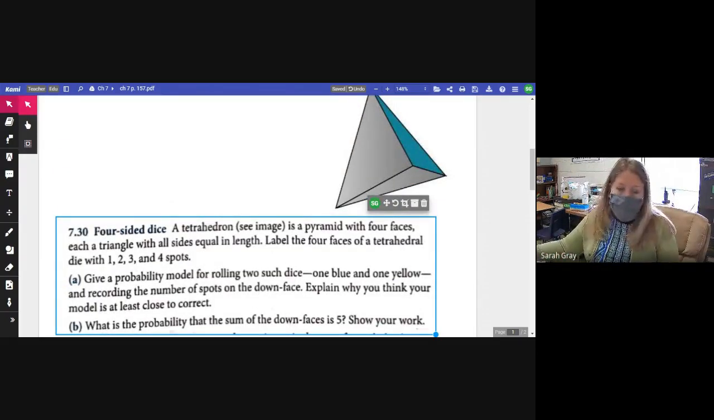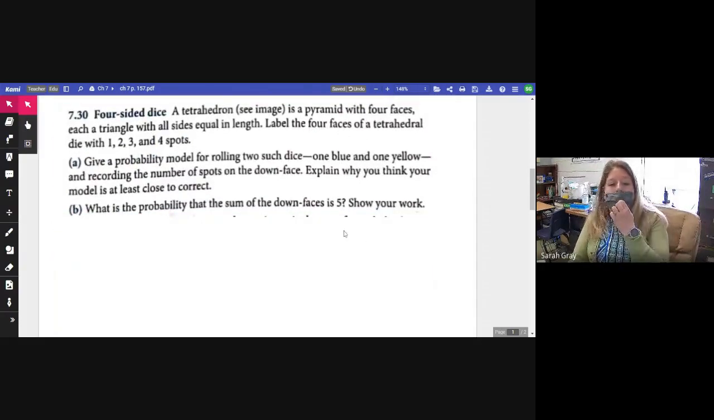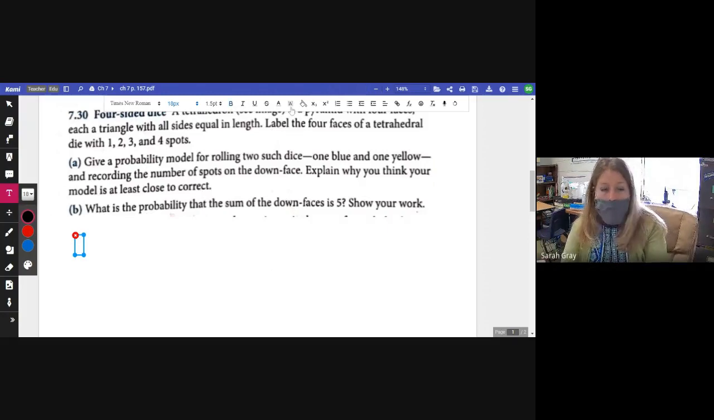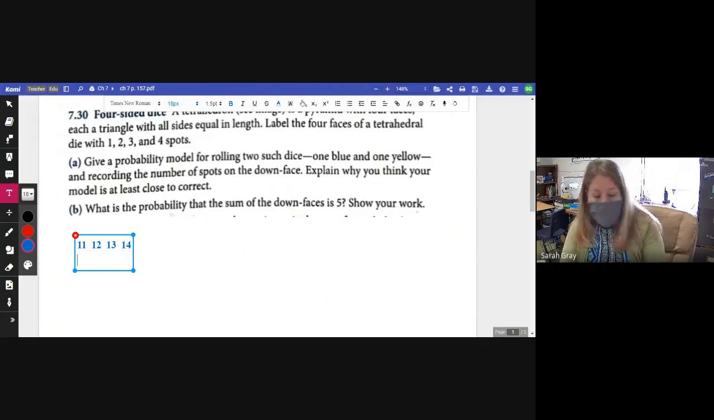Okay. Give the probability model for rolling such dice. So you're making it, remember, a probability model is sample space and then the probability of each of those happening. So what are all the possibilities when you roll a four-sided dice? You're rolling two of them though. So you get a 1 and a 1, you get a 1 and a 2, you get a 1 and a 3, or you get a 1 and a 4. 2 and a 1, 2 and a 2, 2 and a 3, 2 and a 4.